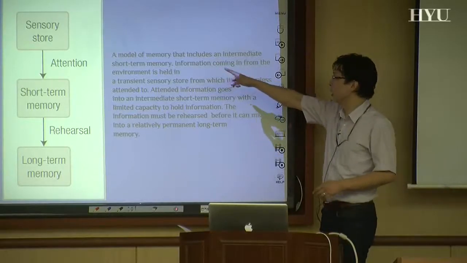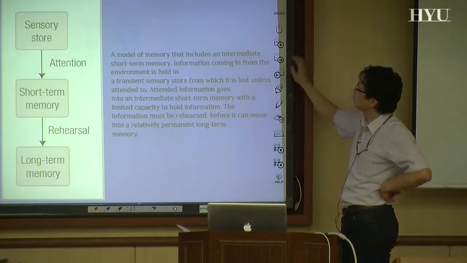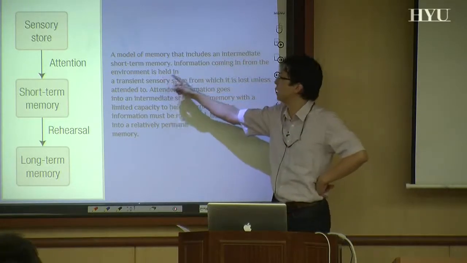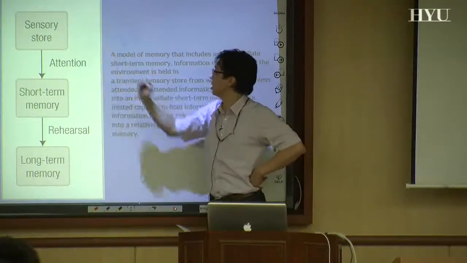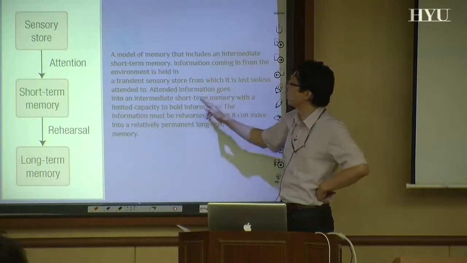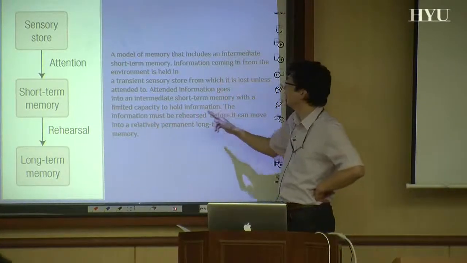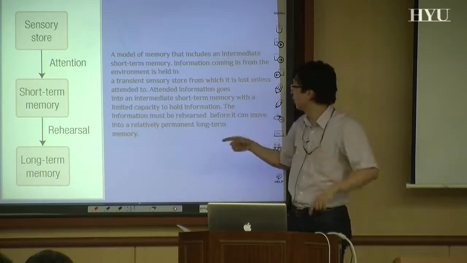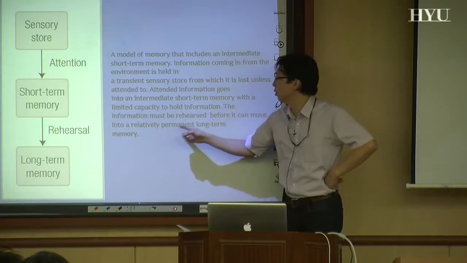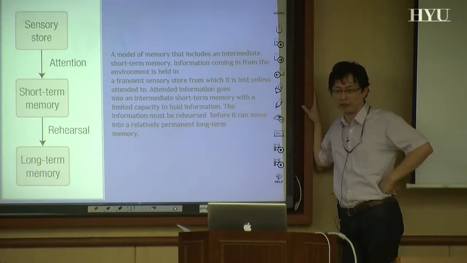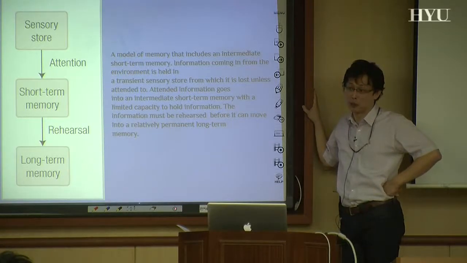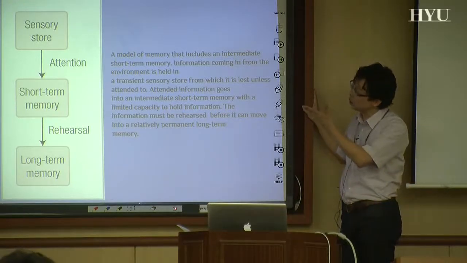The memory model by Atkinson includes an intermediate short-term memory. Information coming in from the environment is held for a very short time in sensory memory, and attended information goes into short-term memory, and then the information must be rehearsed before it can move into permanent long-term memory. That's what he proposed, and much of the experimental data supports that this is right.